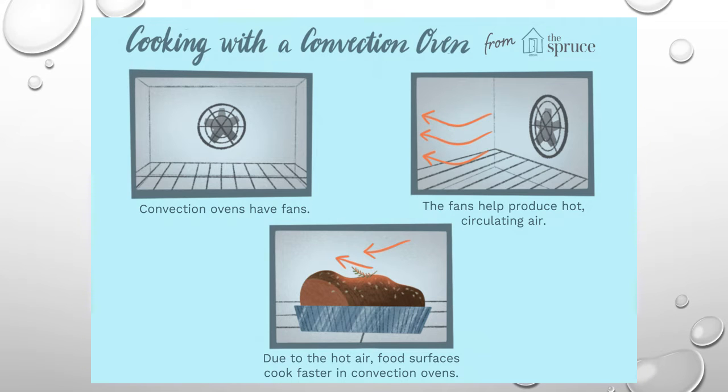This method of heat transfer is responsible for pizza, cake and other baked food products. Here is a pictorial diagram of the convection method. A convection oven has fans, which help produce hot circulating air. The hot circulating air passes over the surface of the food product, and the food is cooked evenly by this method.